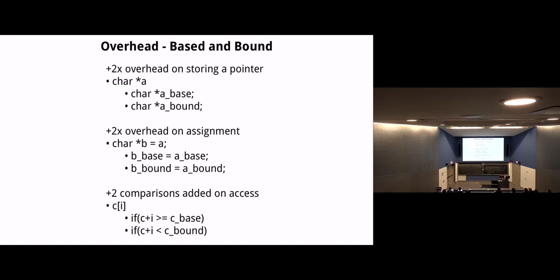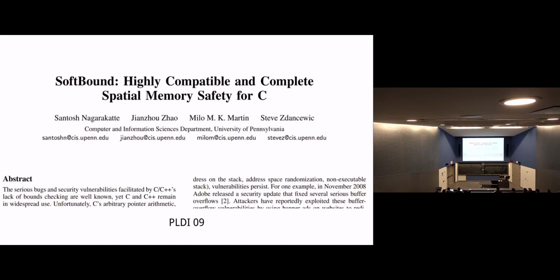First, we need two more pointers. For every pointer, there need to be two more pointers. Even though the programmer does not really specify those two pointers, they are inserted there by the compiler. And for any assignment, there will be two more assignments. And for any access, we need to compare if that's bigger than the base and smaller than the bound, right? So that's two more comparisons on any access. So that's why those approaches are kind of slow.